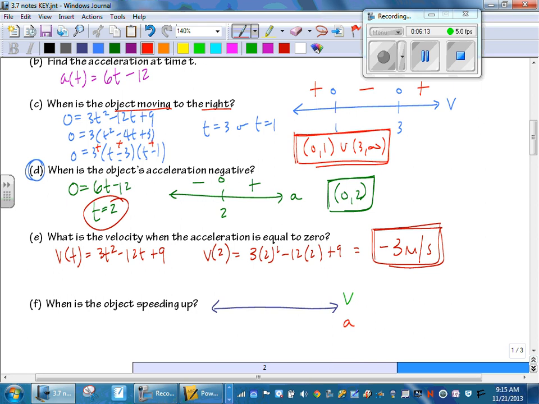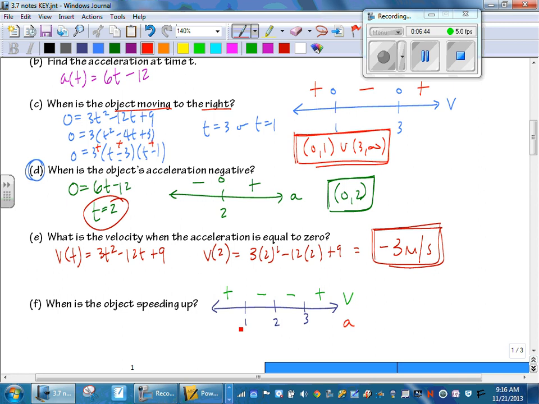Go Mr. Ailes. All right, so on our number line, we had 1 and 3 from our velocity number line, and then we had 2 from the acceleration number line. With velocity, we saw that velocity was positive when it was less than 1, so it's going to be positive over here. Negative from 1 to 3, so negative in both of these little spots. And then positive when t was greater than 3.